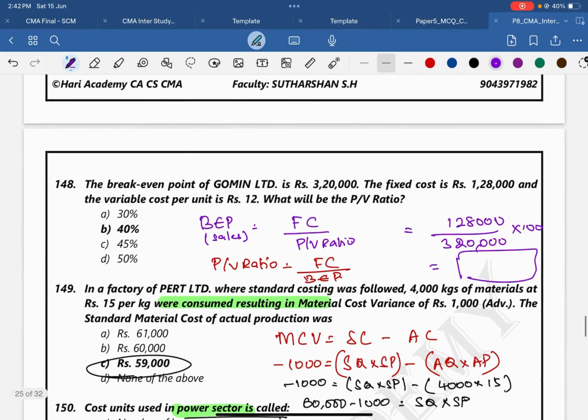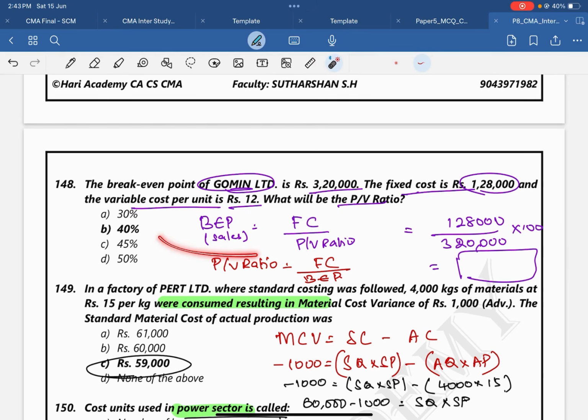Next, 148. The break-even point of Comin Limited was 3,20,000. The fixed cost is 1,28,000 and the variable cost is 12. What is the PV ratio? That's what the question is. Very simple. Break-even point is equal to fixed cost divided by PV ratio. To find out PV ratio, there is another formula: fixed cost divided by break-even point.